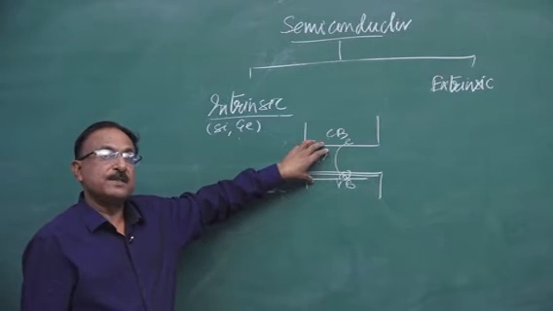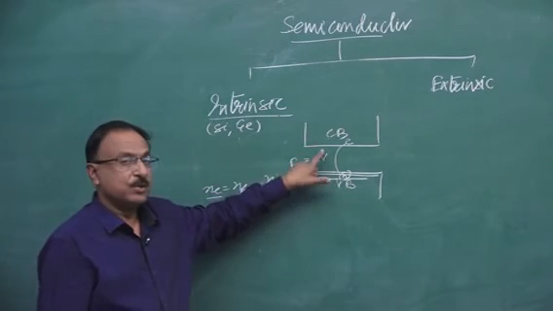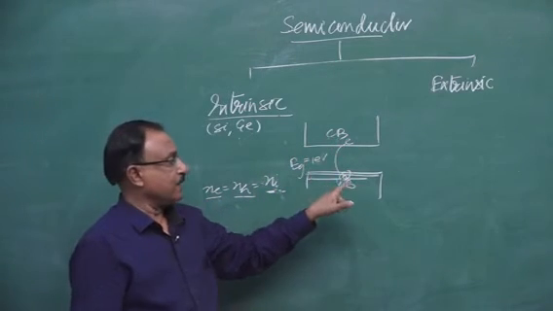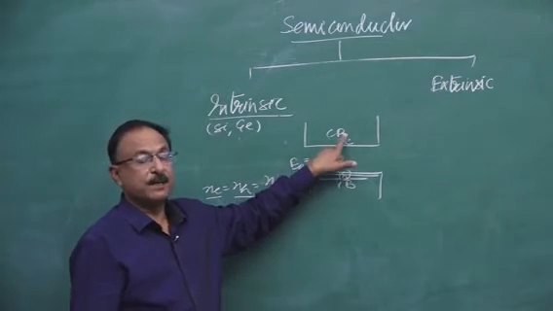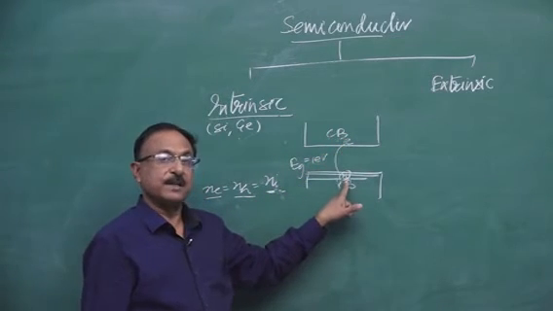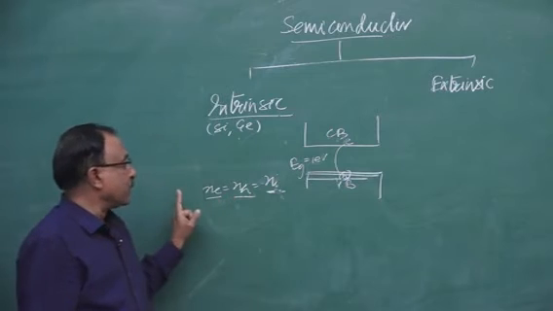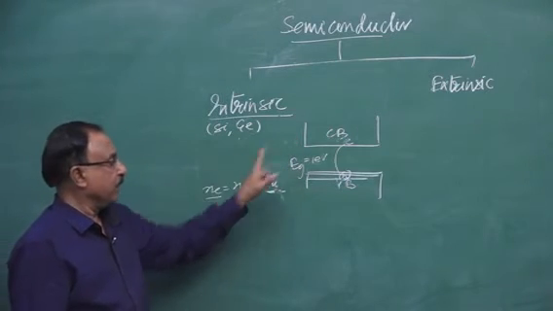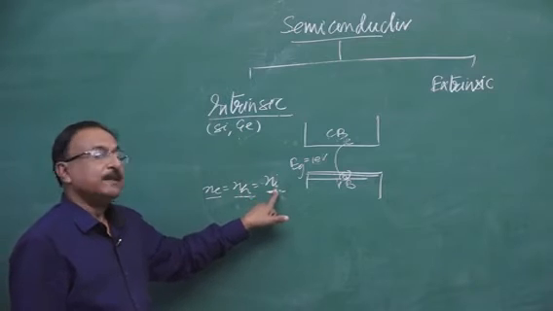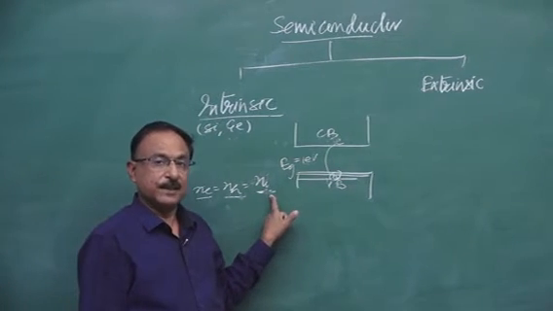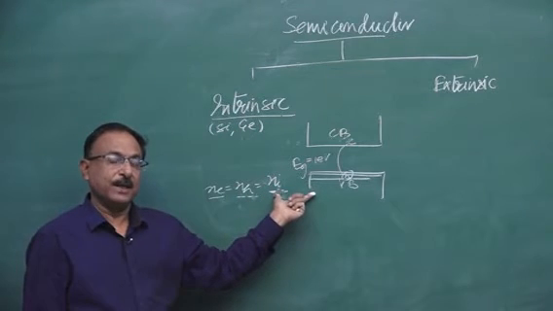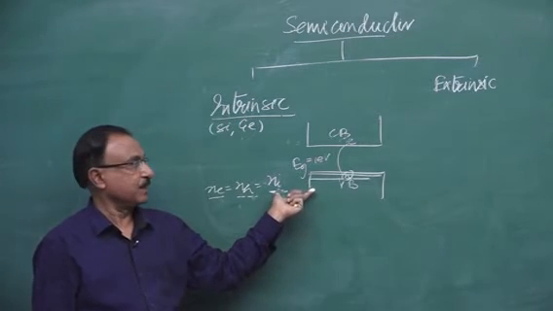In the case of the intrinsic semiconductor, whenever you supply energy, an electron and hole pair is created. As an electron jumps from the valence band to the conduction band, one hole is left behind. So the electron density in the conduction band will be equal to the hole density in the valence band, right? And that we call the intrinsic charge density, Ni. Ne is equal to Nh is equal to Ni. Ni is the intrinsic charge density.